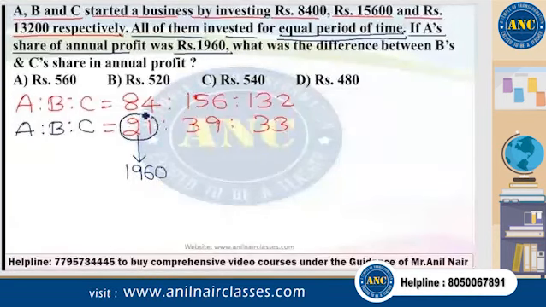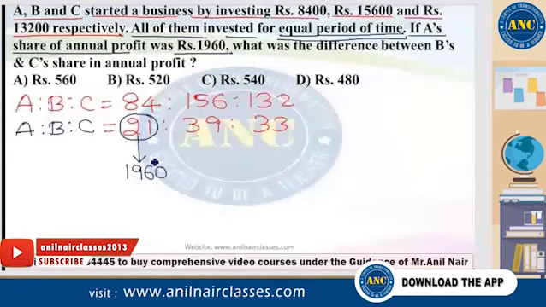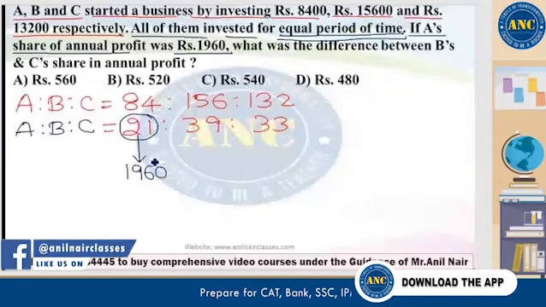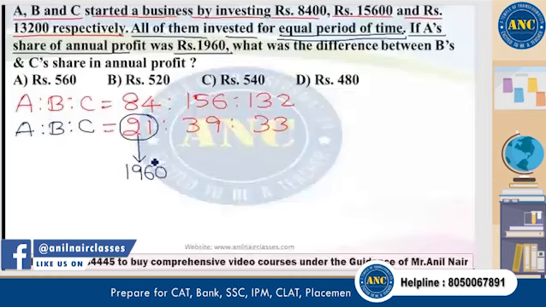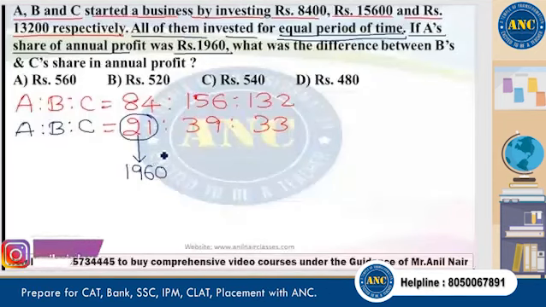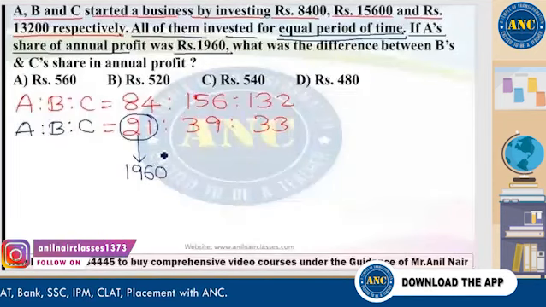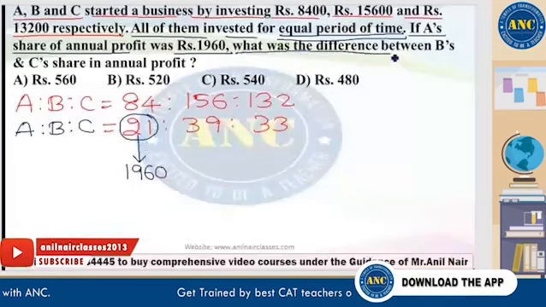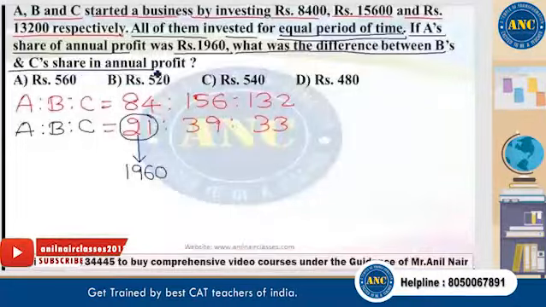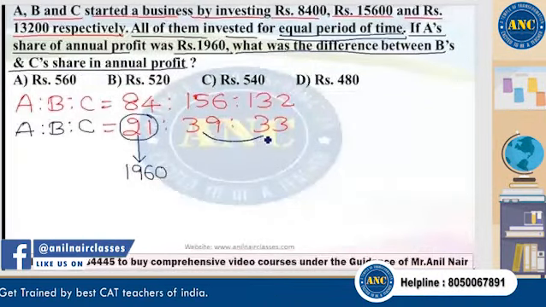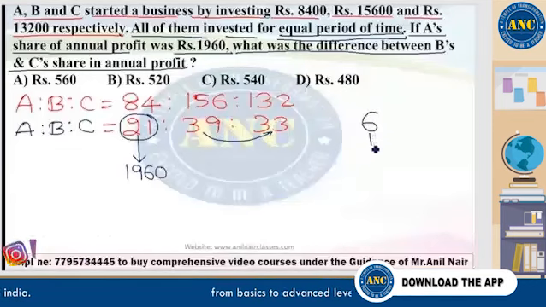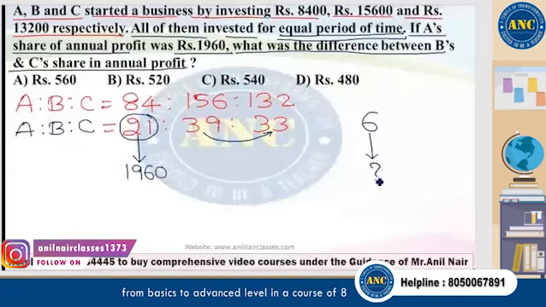According to the ratio, it is 21 for A, and according to the question, it is 1960 for A. What is the multiplying factor? There is no multiplying factor which is a whole number. That is okay. What is the difference between B and C's share in annual profit? B and C difference is 39 minus 33, which is 6. 6 should become how much according to the question?